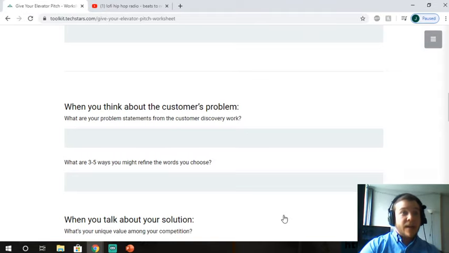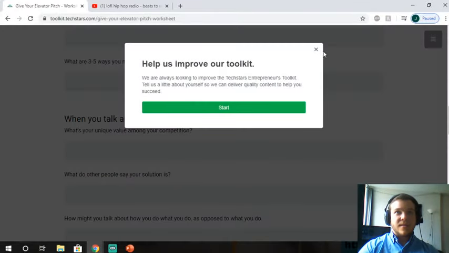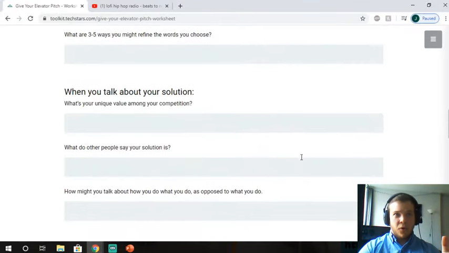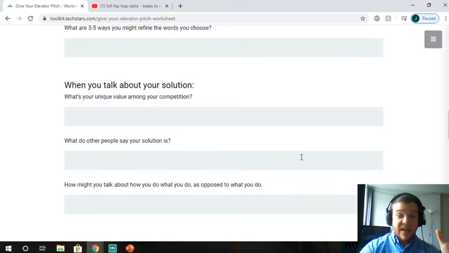So once you've done that, then it's time to talk about your solution. This is usually the most straightforward part of the exercise. Once you've addressed the problem and who the customer is that has that problem, you know your solution, or you know what you're trying to bring to the table. So this tends to be the easiest part.